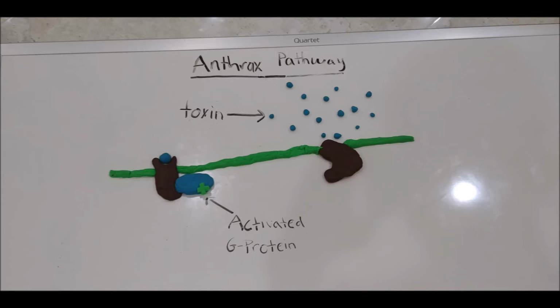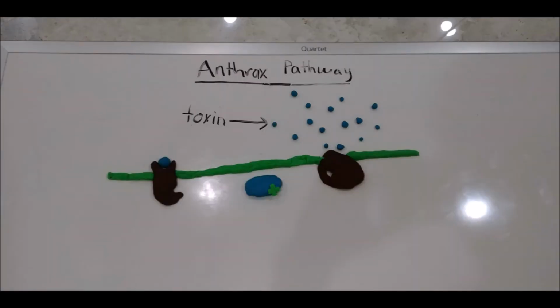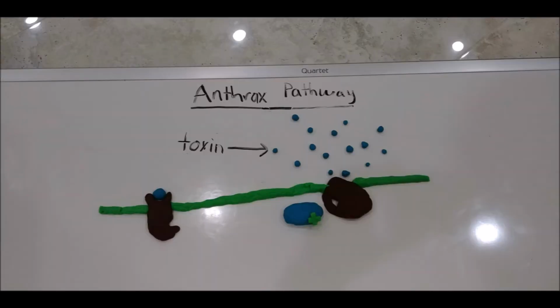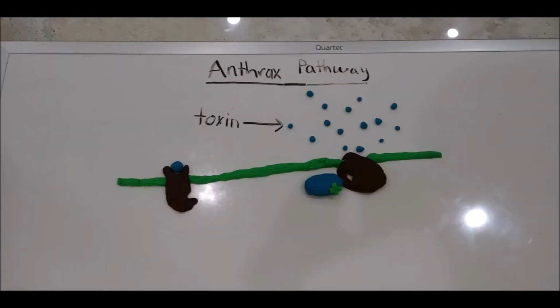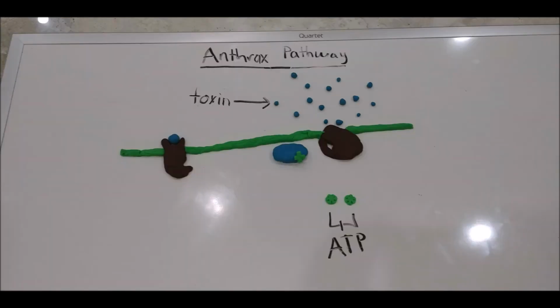However, the toxins emitted from the bacteria change the shape of the adenylyl cyclase, which is the inactive enzyme. As a result, the activated G protein cannot bind to the adenylyl cyclase, and this inhibits the production of cAMP from ATP. Due to this, the white blood cell is inactivated and it cannot kill harmful bacteria. This makes the anthrax bacteria thrive in the organism, and if this is prolonged, the organism can die.